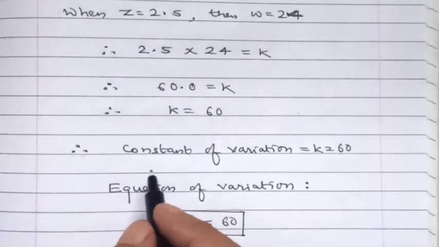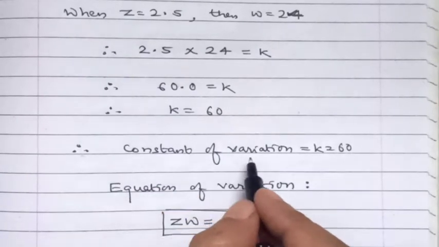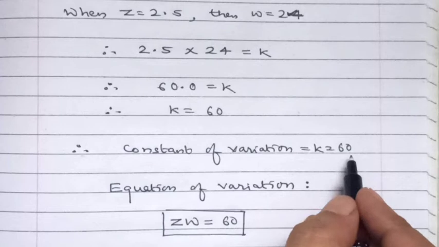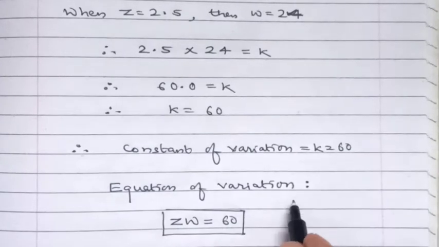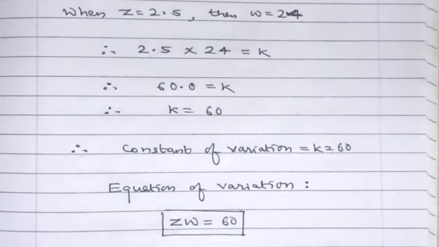Now write the answer. Therefore the constant of variation K is equal to 60, and the equation of variation is zw is equal to 60.